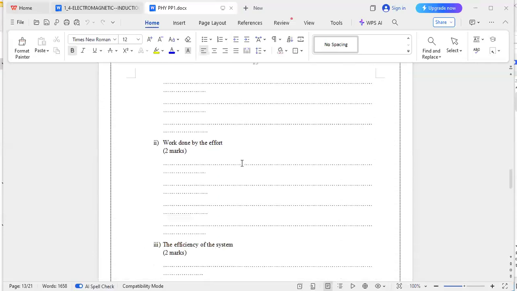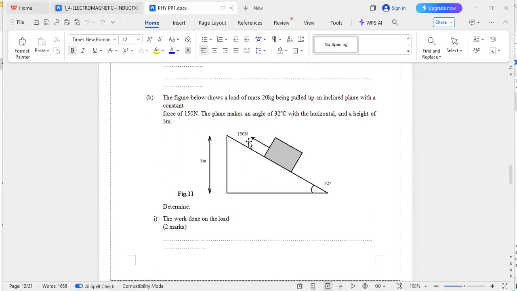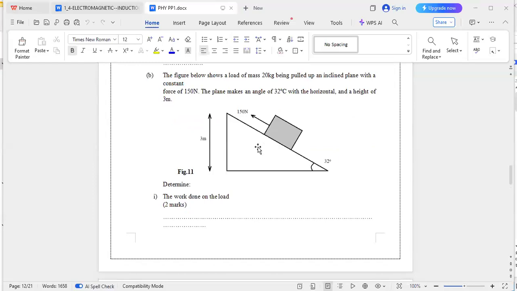Then work done by effort is now the effort multiplied by distance moved by effort. So we first of all find distance moved by effort, from here, bottom here to here, which is the hypotenuse. So using the sine rule, sine 32 equals 3 over hypotenuse. So we get hypotenuse to be 5.661 meters. This distance here is 5.661 meters.